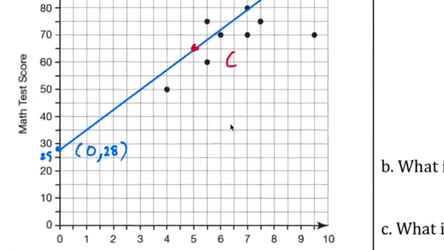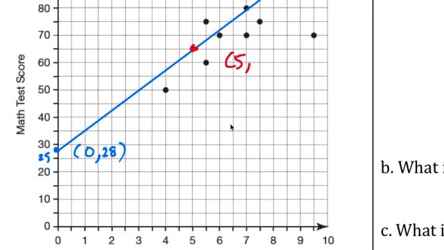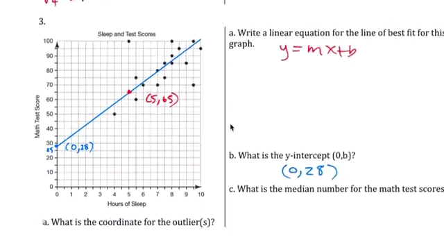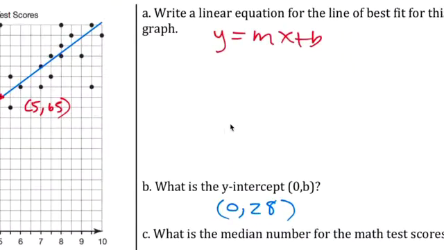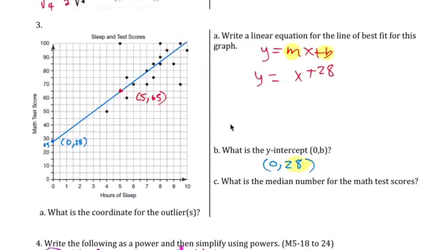So I'd put here 5 and 65, right? So I know that my y-intercept is already 28, so that goes here for b. B represents the y-intercept. Plus, now all I need to find is my slope. Y equals to whatever the slope is, and slope is y sub 2 minus y sub 1, and that over x sub 2 minus x sub 1.